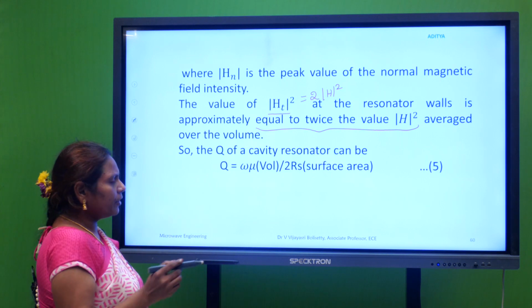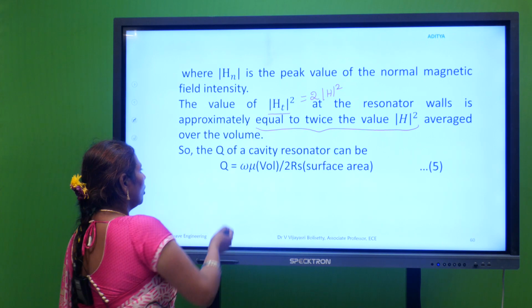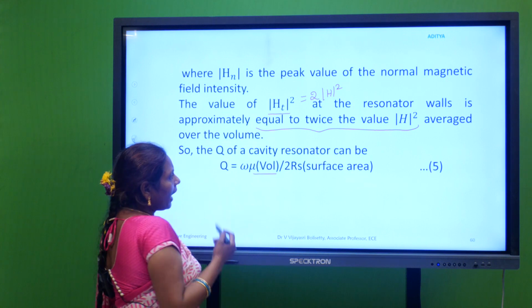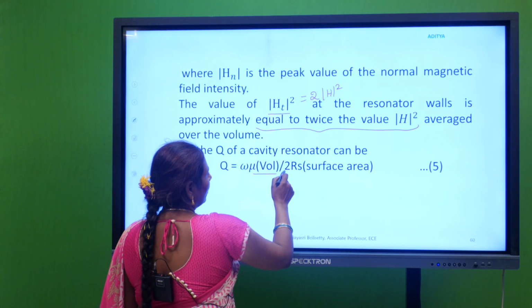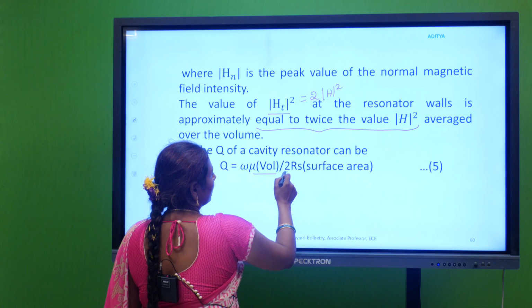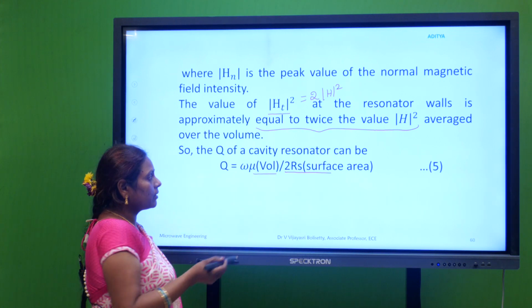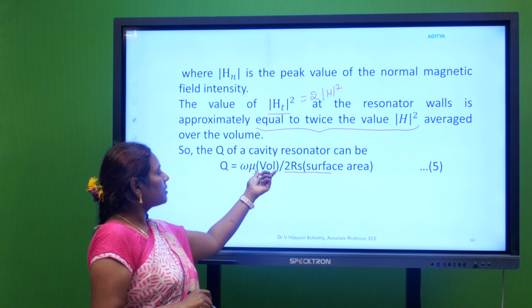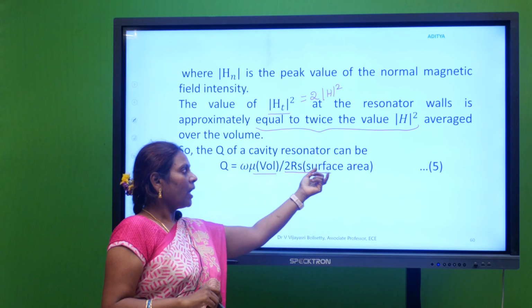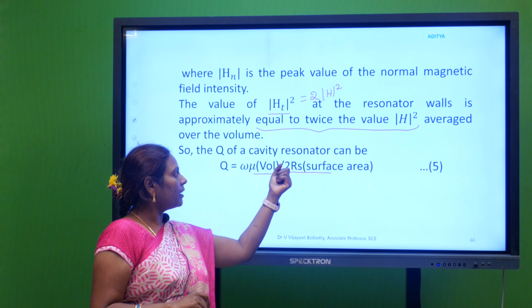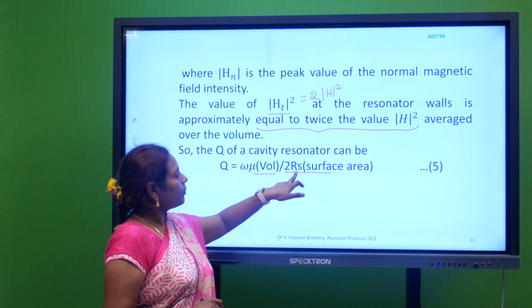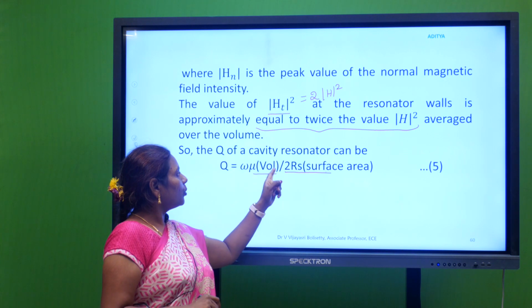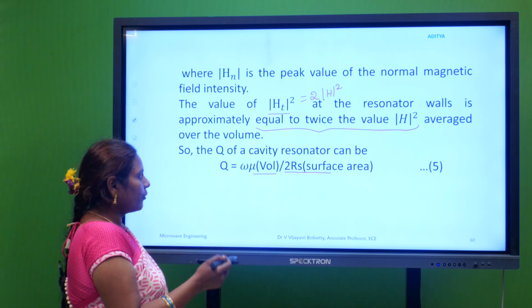So the Q of the cavity resonator can be defined as Q is equal to omega mu. If you integrate it over a volume, we are simply considering it as a volume, and as Ht square is twice that of H square, we are taking it as 2 Rs into surface area, because this is an integral over an area and this is an integral over a volume. So let us consider the integral over volume as resulting in the volume and the integral over surface area as resulting in the surface area. Here we get integral Ht square, but Ht square is nothing but 2 H square, so we get it as omega mu into volume by 2 Rs into surface area.